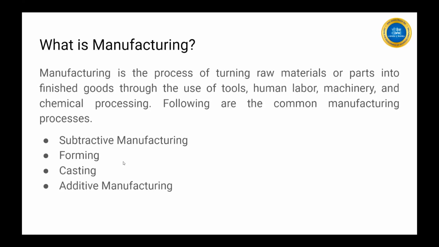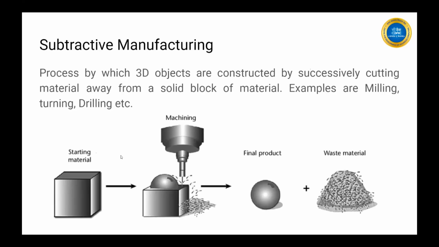So yeah, jumping into subtractive manufacturing, as the name suggests, subtractive manufacturing is a process by which 3D objects are constructed by successively subtracting or cutting a material away from a solid block of material. Okay. Examples are milling, turning, drilling, etc. So, as you know, it is one of the commonly used manufacturing processes. You can see there will be a block of material, and from that we will carve out the excess material, and we'll get a final product, which is the functional part. Okay, and with that there will be a lot of waste materials also.